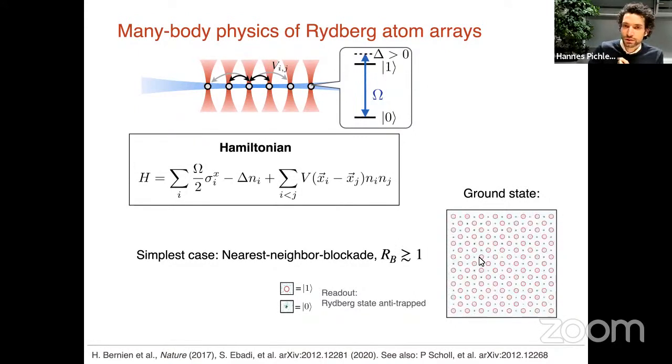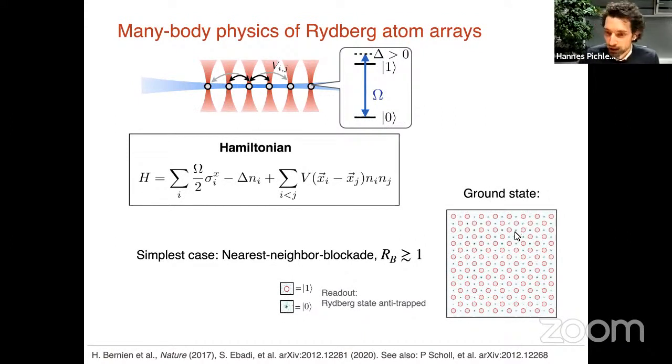On the other hand, if you go to large positive detunings, this term here is positive, and you can lower the energy of this Hamiltonian by simply putting as many atoms in the Rydberg state as you can, while simultaneously satisfying this blockade constraint that no two neighboring atoms can be in the Rydberg state.